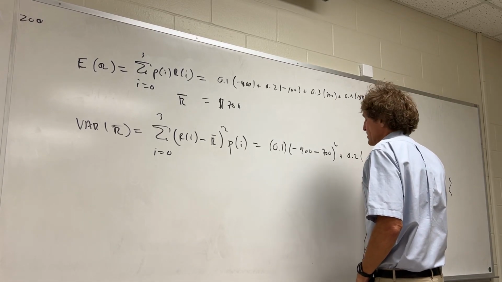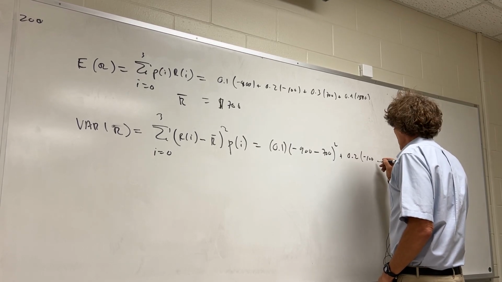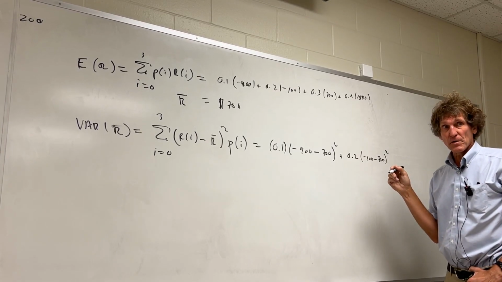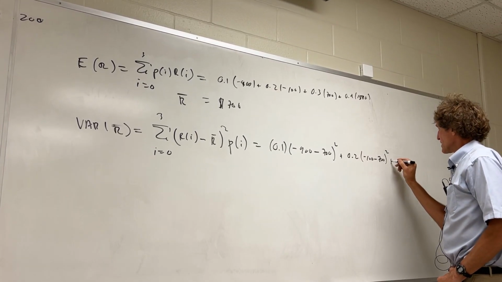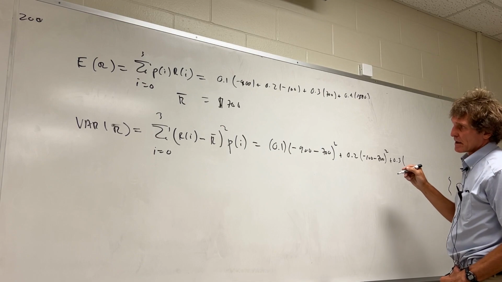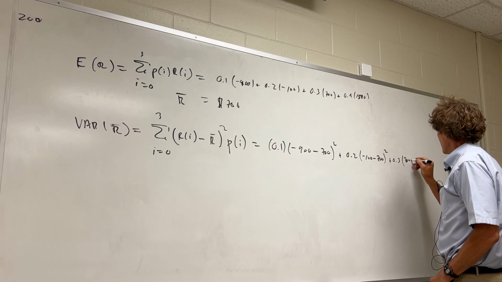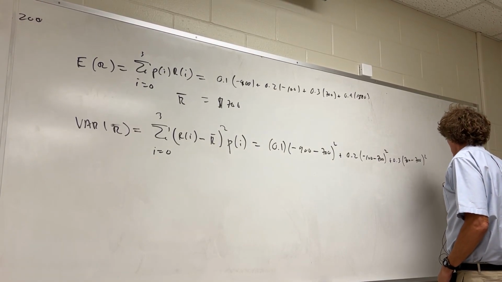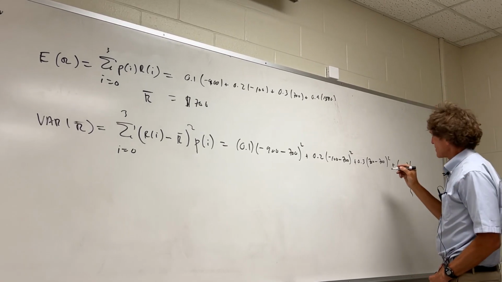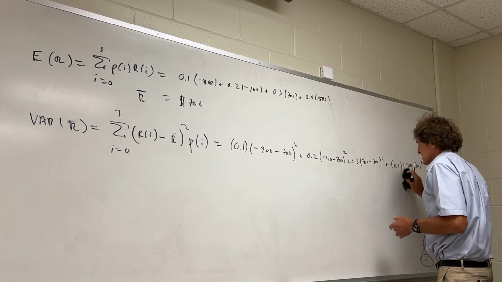Next one is plus 0.2 times, was it minus 100? And it's minus 700 squared. Y'all follow what I'm doing here, it's just applying the formula. Plus 0.3, and then it's going to be 700 minus 700 squared, plus 0.4, and then what is that? 1,500? 1,500 minus 700 squared, and that would give the variance.